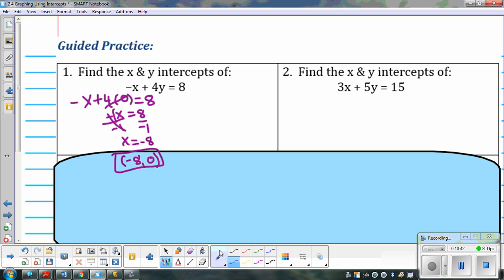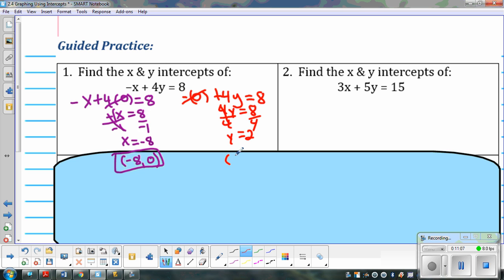So let's continue and find the y-intercept. That means I'm going to make the x 0, but keep the y term because that's what I'm trying to find, the y-intercept. Well, negative times 0 is just 0, so really we just have to solve for y equals 8. Divide by that coefficient 4, and we are left with y equals 2.